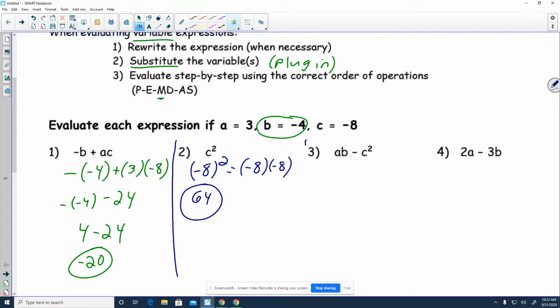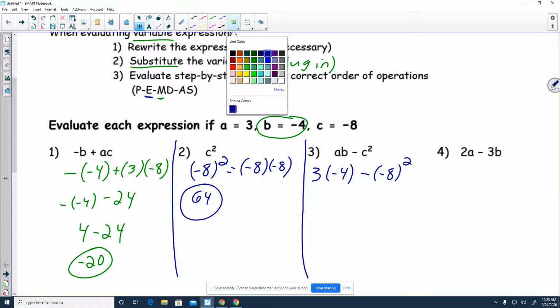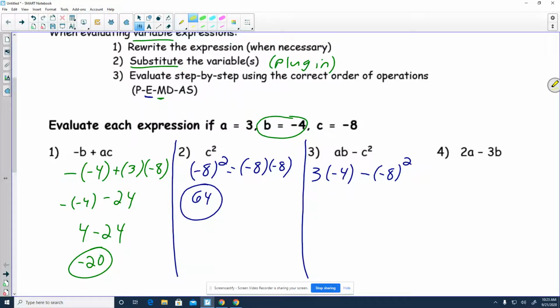Number 3, we have AB minus C squared. So my A is 3, my B is -4, minus, and then my C is -8, so I'm just going to plug in -8 squared. Now, this is a little tricky because exponents come before multiplication in PEMDAS, right? So I need to do my -8 squared first. When I do -8 squared, that's going to give me positive 64.